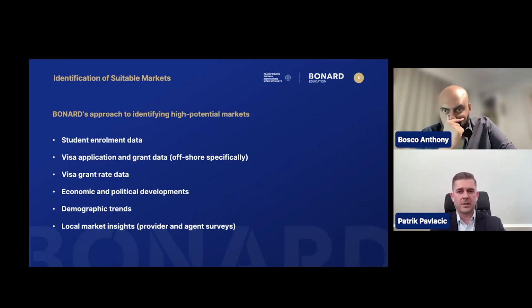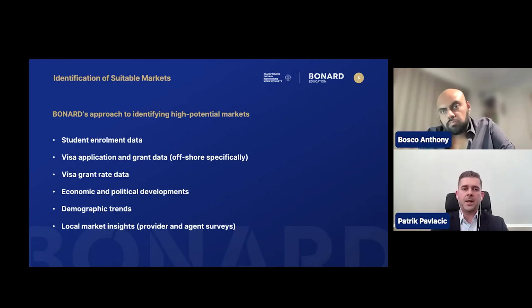In our 17 years of experience, we've worked with a number of data sets. Just to clarify some of these, we tend to prefer taking a holistic approach to student recruitment, taking into account all the data that's available to us. Namely, it's the student enrollment data, which I assume everybody's familiar with. This is the bread and butter for longitudinal decision making when it comes to market selection.